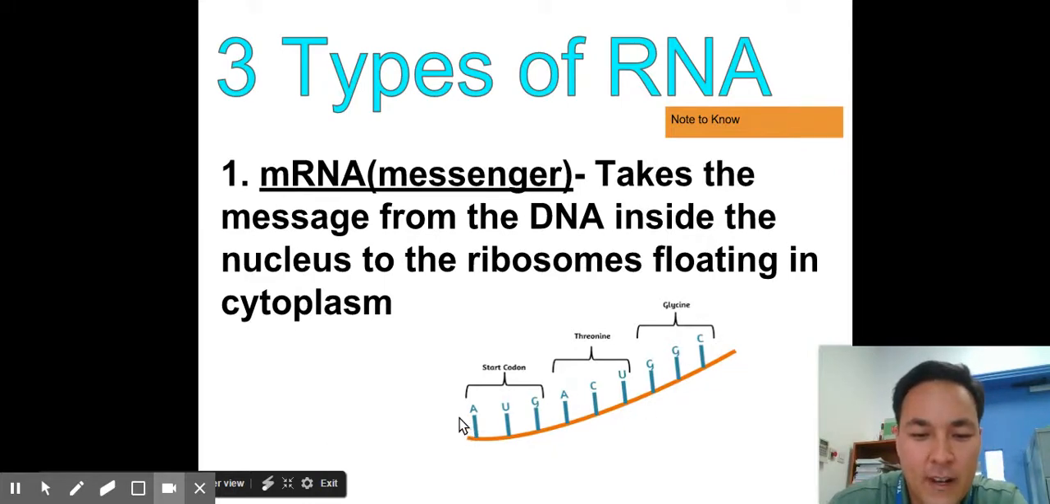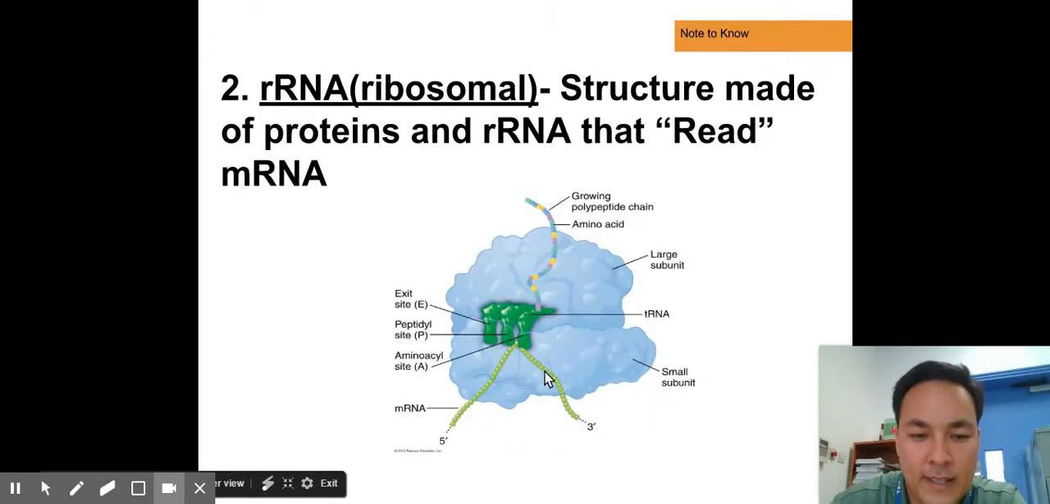This is the messenger. All of our proteins are going to start with AUG when we read that chart. That's the start codon. And then each triplet is a codon. It's read in sets of 3 and is going to code for 1 amino acid.